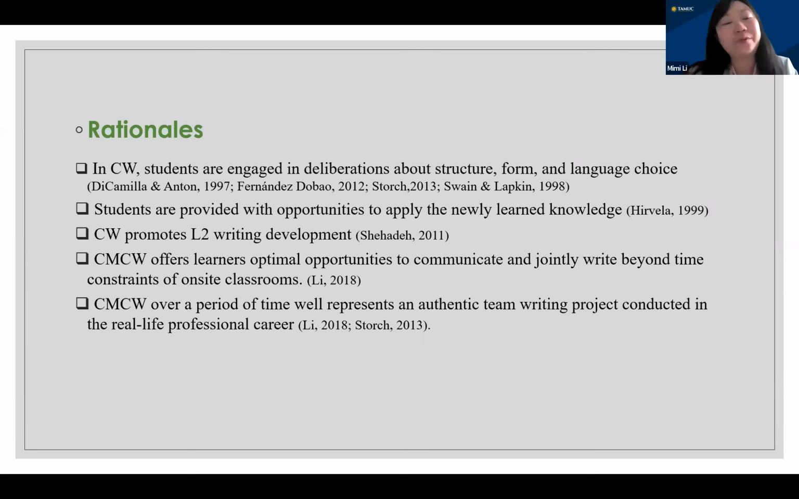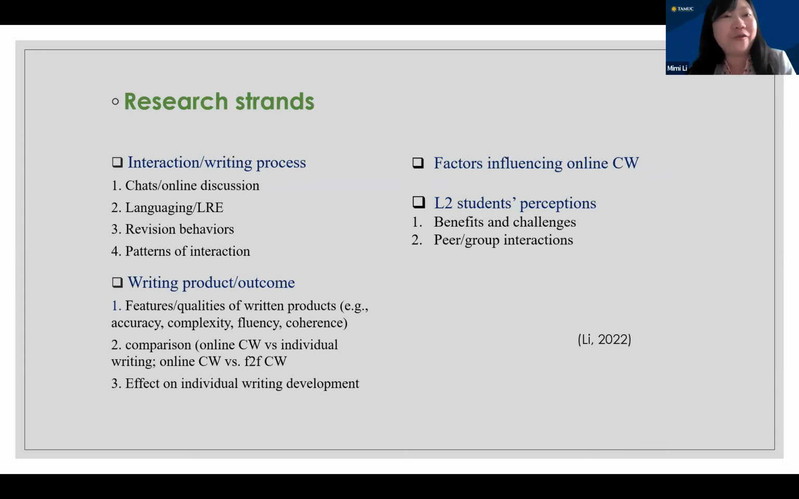And also, computer-mediated collaborative writing over a period of time well represents the authentic team writing project. We actually have a lot of team writing projects nowadays in real life, right? If students practice collaborative writing that way, they will definitely be well prepared for the real life experience in their future.